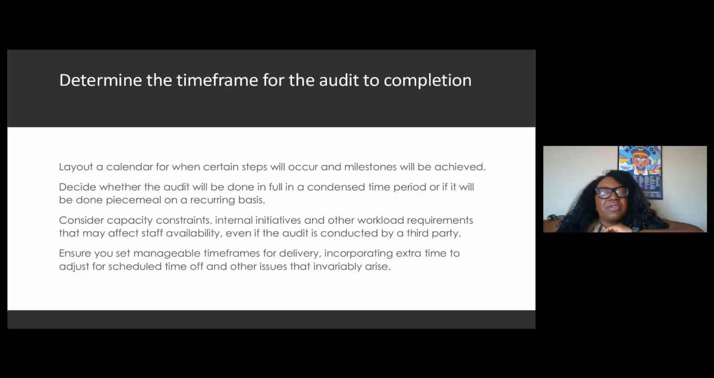Determine the time frame for the audit to completion. We talked about this. Schedule. Lay out a calendar for when certain steps will occur and milestones will be achieved. Decide whether the audit will be done in a full or condensed time period, or if it will be done piecemeal or on a recurring basis. So what needs to be audited regularly, and then what needs to be audited periodically.